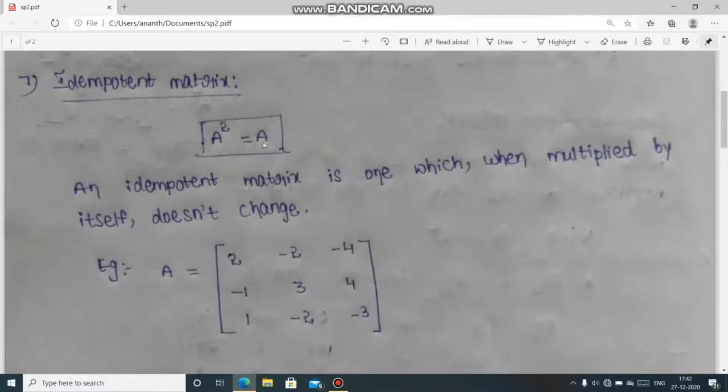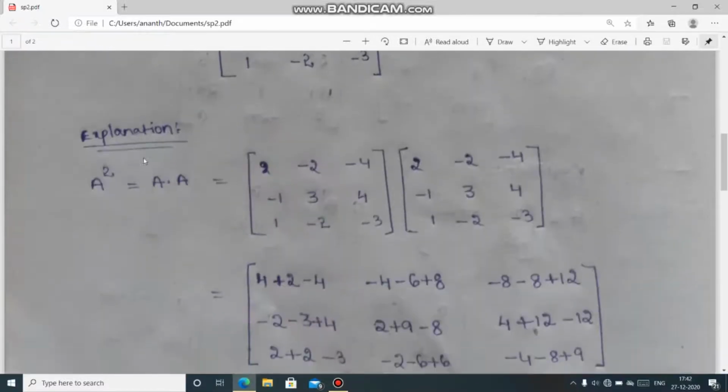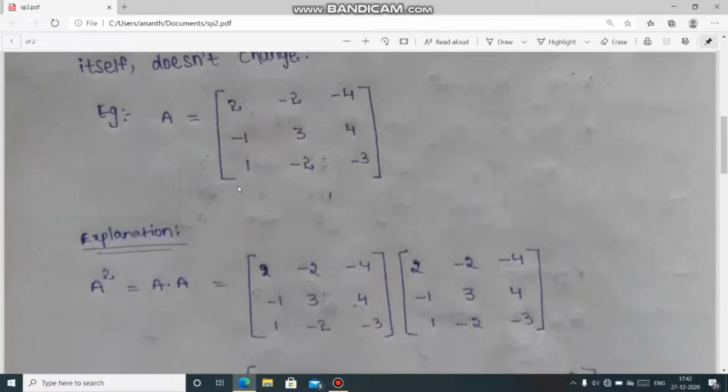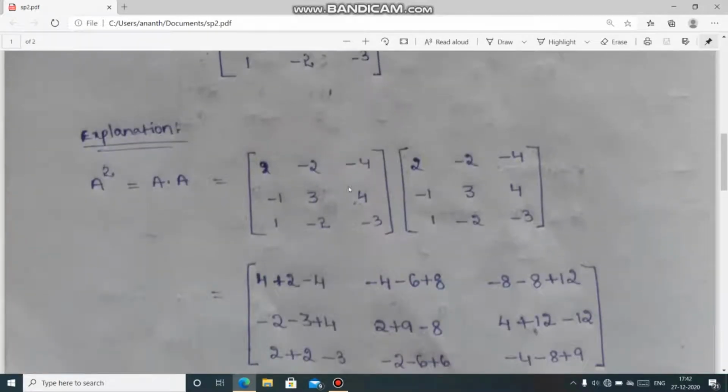Now we have to prove this. For explanation, here A square is equal to A into A. It means the A matrix is multiplied by itself with another A. That is equal to the A matrix 2, minus 2, minus 4, minus 1, 3, 4, 1, minus 2, minus 3, and also into A, 2, minus 2, minus 4, minus 1, 3, 4, 1, minus 2, minus 3.